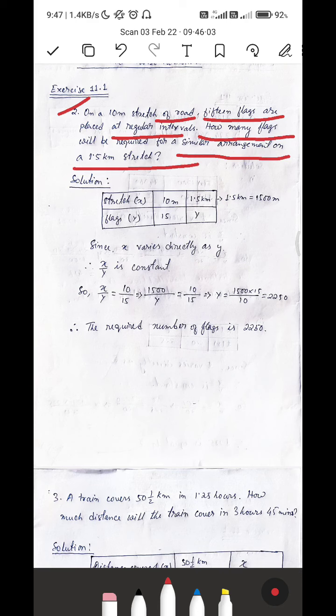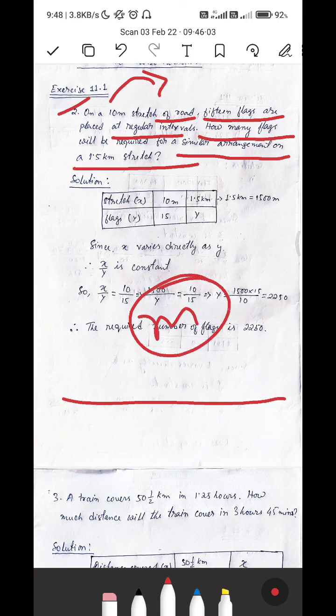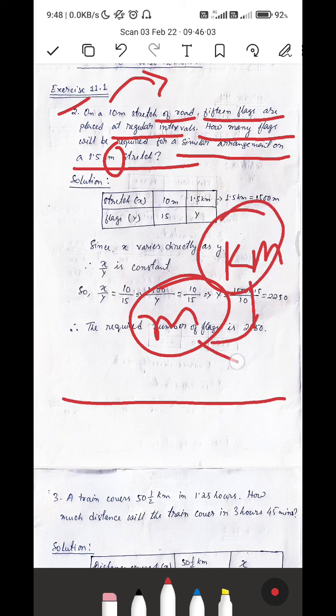1.5 kilometer stretch? Two things that you will have to pay attention to here, students, is that just suppose this is the road. In the first case, it is 10 meter, it is in meter, first unit. Whereas the second unit, it is in kilometer. So you will have to convert this kilometer into meter first. This should be your first step here.